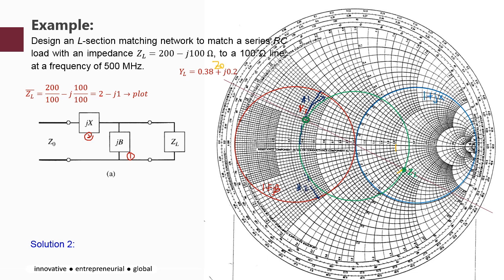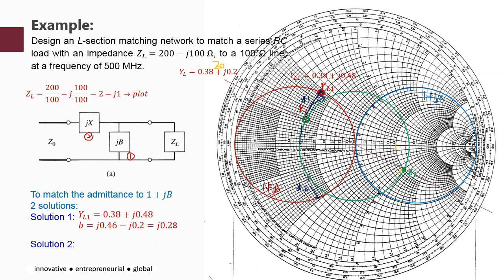Okay, let's take a look at the possible solutions. To match the admittance to 1 plus jb, there are two solutions. The first one, we take a look at the shortest distance. So we move YL to position 1, which is up there. That's the shortest. We name it YL1. The location is at 0.38 plus j0.48. All right, so that's solution 1.